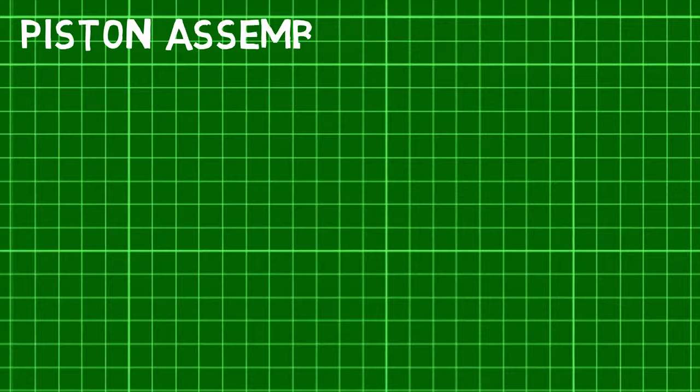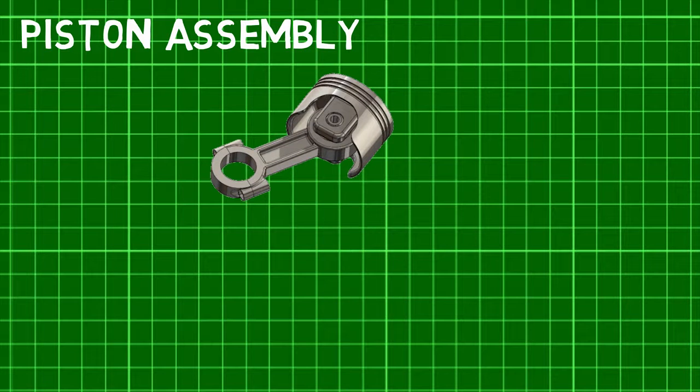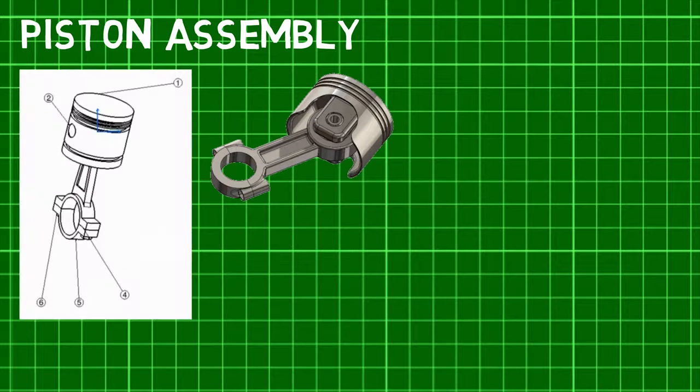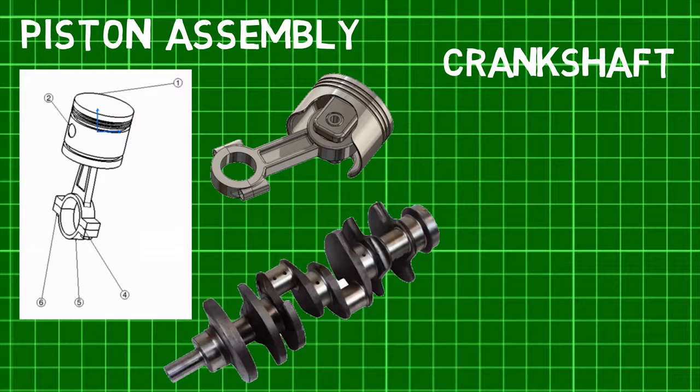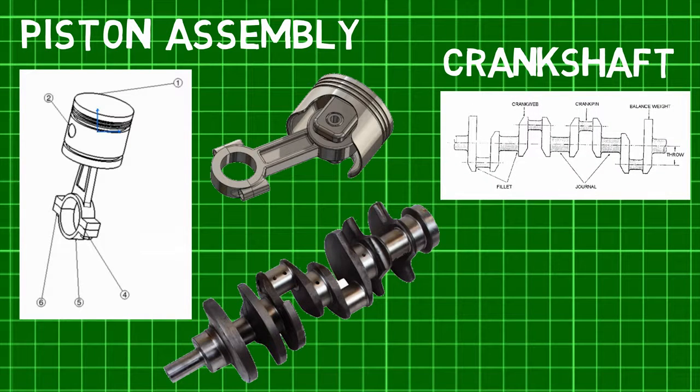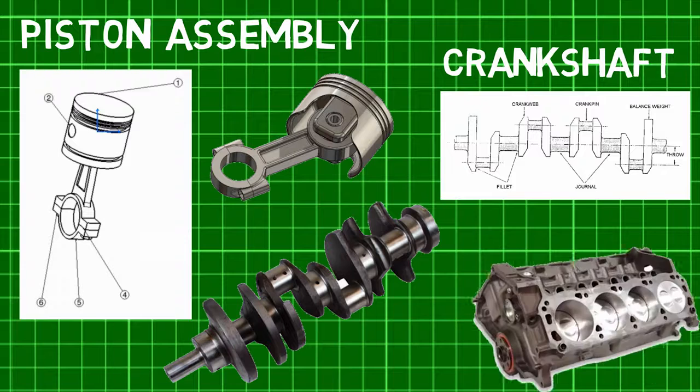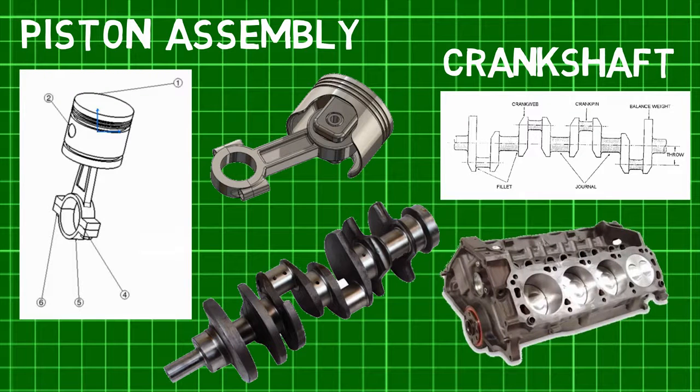Second comes the piston assembly, which consists of a piston and the connecting rod. The ignited fuel pushes the piston down, which transfers this energy through a connecting rod into the third and final major component, the crankshaft, which is connected to a flywheel and harmonizes the jerky movements of the piston assembly into smooth rotations. All of these components are located inside the engine block.